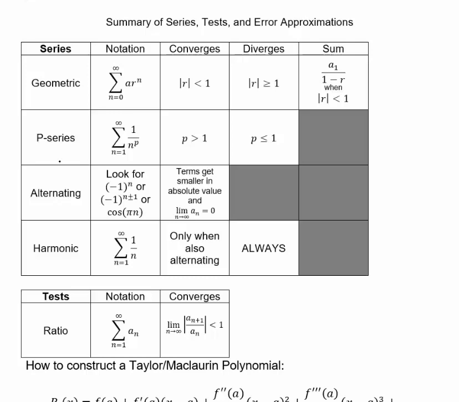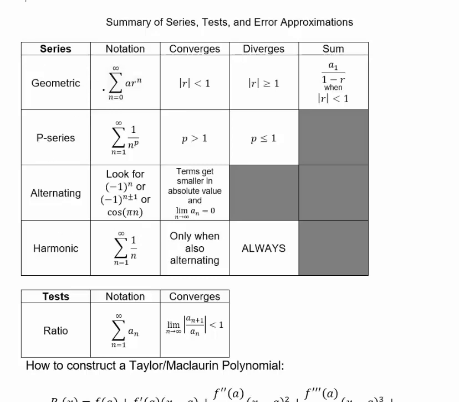So for instance, an alternating series can be harmonic. You could have an alternating geometric series, an alternating P-series as well. The harmonic series is a P-series where P is 1, because if P is 1, 1 over n to the first power is just 1 over n, which is the harmonic series. Remember, the harmonic series always diverges unless it's alternating, and then the alternating harmonic series converges. So there are some overlaps between these four things.